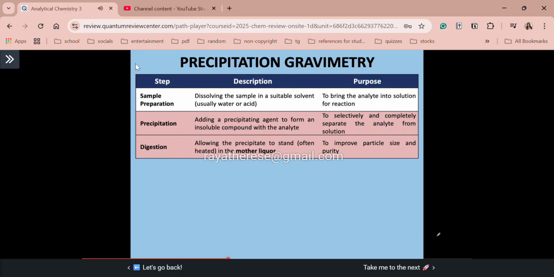Digestion. Alam na to ng lahat. So you allow the precipitate to stand in the mother liquor. And usually class, kinokontrol natin yung conditions. So one condition of the reaction, pwede mo ito kung kailangan mahaba ang digestion. During digestion guys, dito na nagkakaroon ng mga processes tulad ng coagulation, agglomeration, flocculation.